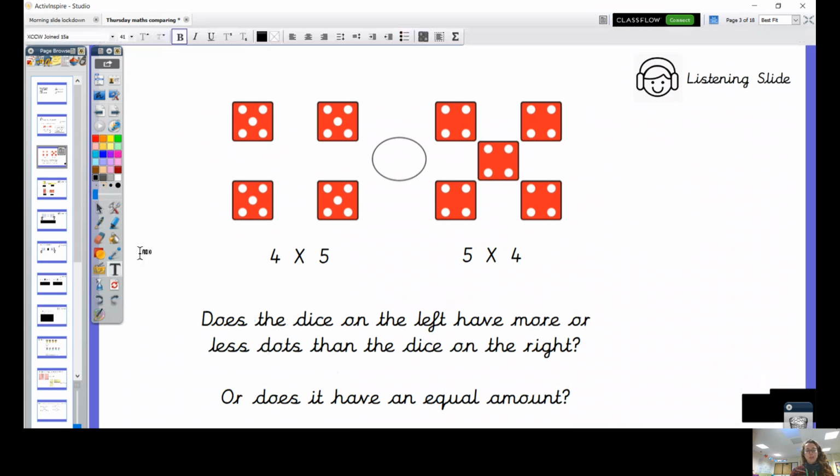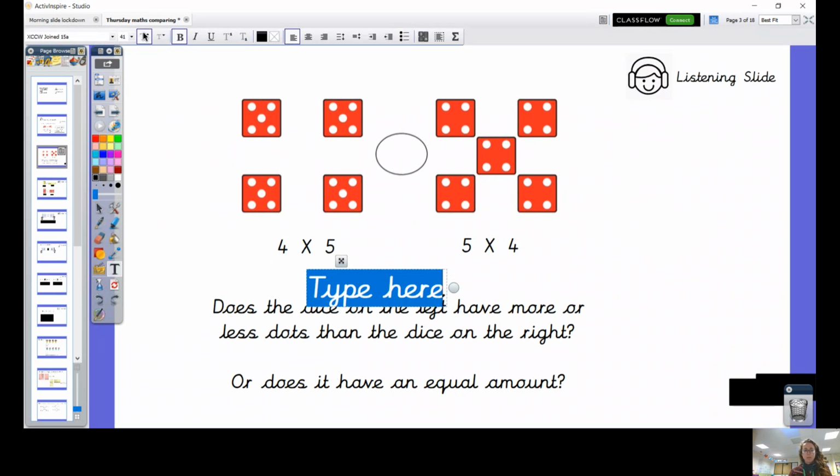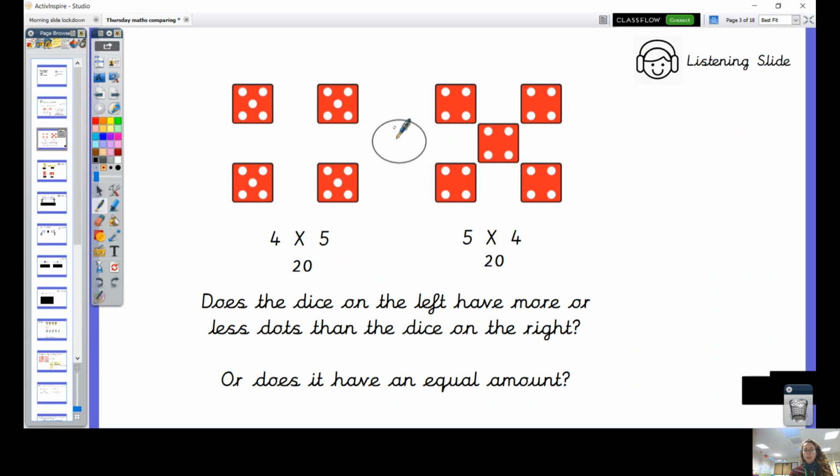And we know that that total is 20. And again, the total is 20. So in the middle this time, we need the equals to. 4 times 5 is equal to 5 times 4. Both groups are the same.